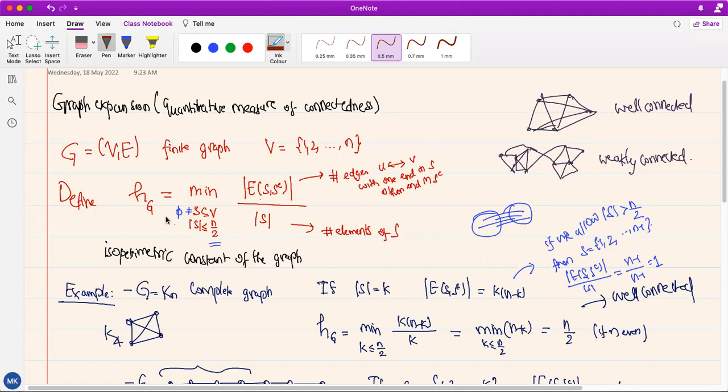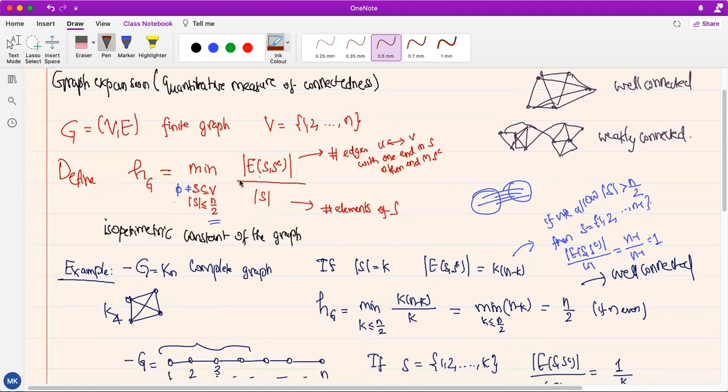If you compare two graphs, G1 and G2, the value of h could be more for G1 and less for G2. So we will just say G1 is better connected than G2. Well, if you take the same number of vertices, then it is okay. The more the edges are, usually the better connected it is.